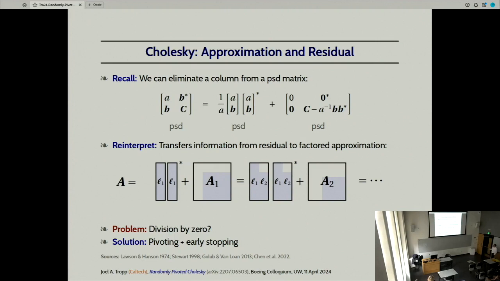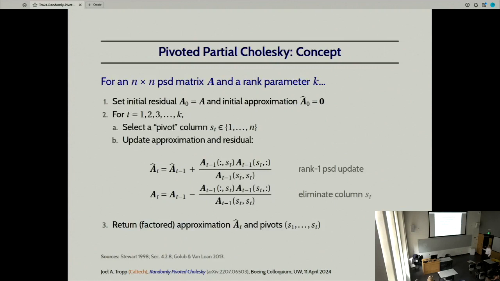And it's also possible that even with pivoting, where we pick a column with a non-zero diagonal to eliminate, we might still run out of matrix. Okay, so imagine the matrix were rank 1. After one step, there's nothing left. So in that case, you need to stop the algorithm early. And that leads to a formulation of the algorithm that looks something like this. It's called pivoted partial Cholesky. And the idea is the following.